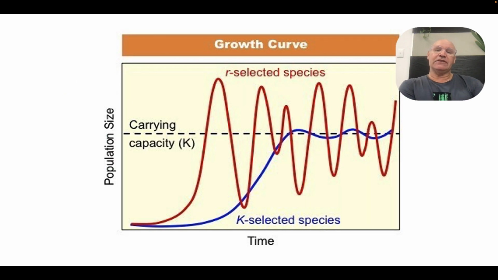So I asked you to consider R selected species and K selected species, and we see that the K selected species are the ones that tend to oscillate around the carrying capacity, and your R type species are the ones that tend to have a boom and a bust.